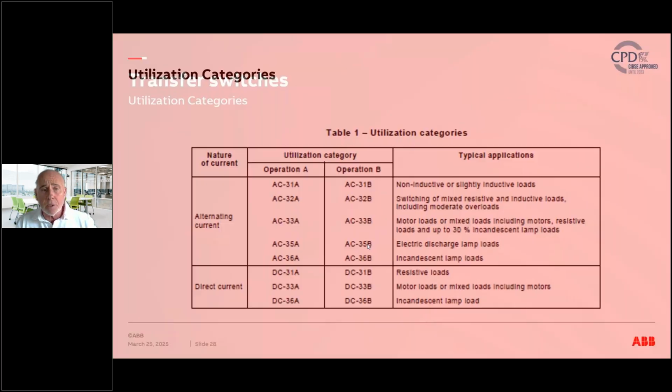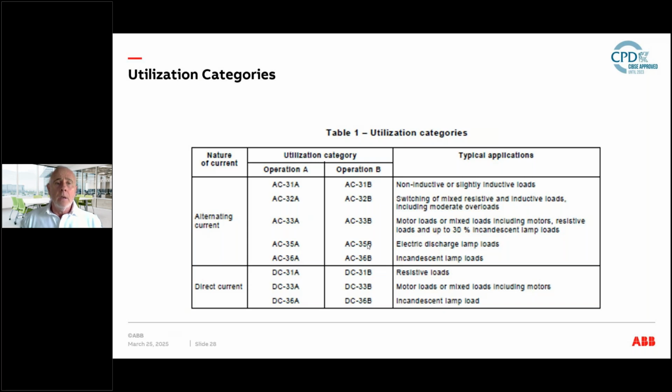Another function within the standards is utilization categories. We see these in specifications from time to time. So just to explain what these are when it comes to transfer switching. This table shows there are two utilization categories, operation A and operation B. Within there you see alternating current and direct current. I think we're all familiar with the AC31.